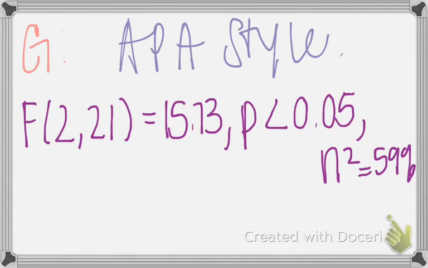And as you can see, this is my APA style. F, with degrees of freedom in the middle, equals 15.73. P is greater than the alpha level, and effect size is 59%.